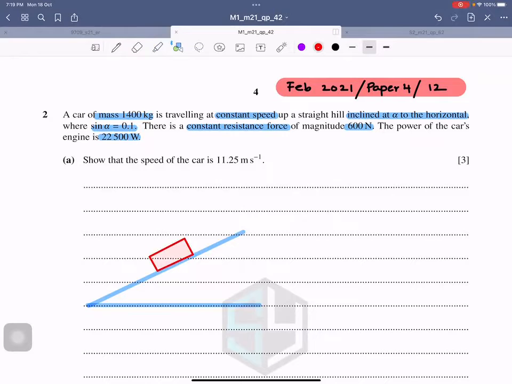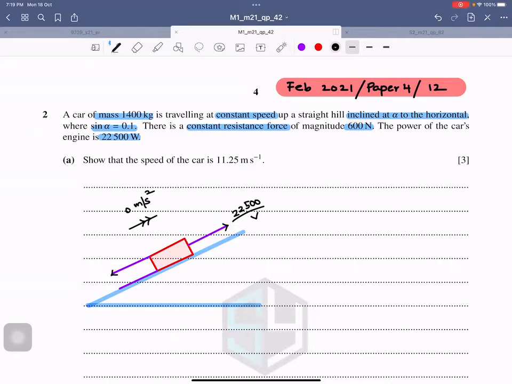There is a forward force that is provided by the engine. There are two backward forces. One will be the resistive force and the other would be the weight component. So let's start labeling. Let me make this marker a bit thicker. This is a forward force. This is power over velocity, so this is 22,500 divided by velocity. That is what we are going to calculate. And the acceleration is 0 meter per second square. There is no acceleration because it's traveling at constant speed.